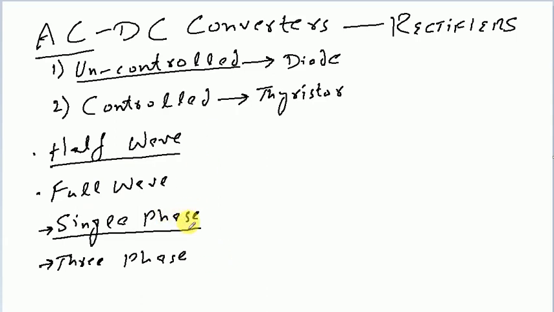So basically we can have any of these subcategories. For example, we can have controlled or uncontrolled, then we can have it as half wave or full wave, and then the source voltage can either be of single phase or of three phase type. Furthermore, in the case of single phase half wave uncontrolled rectifier, we had discussed that based on the type of load that we are having, we will be having different types of output waveforms available.